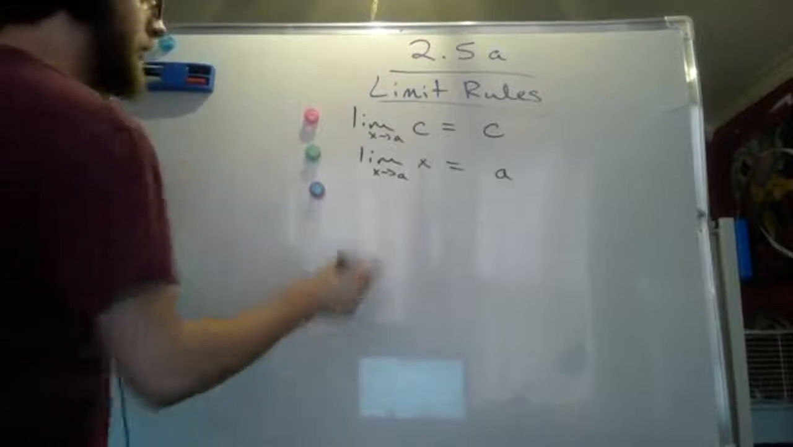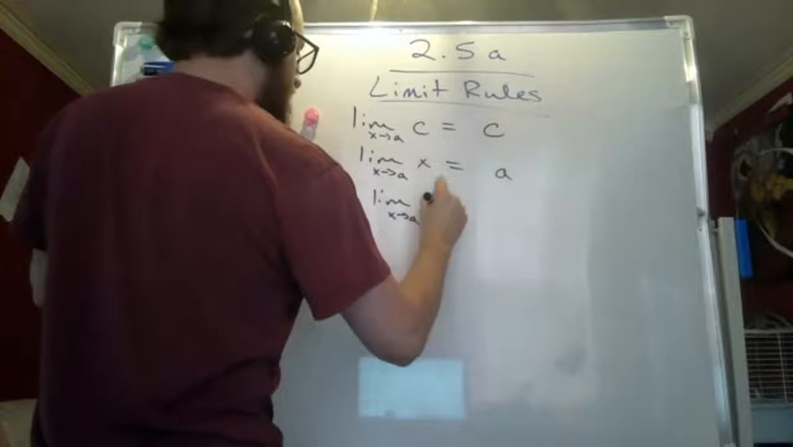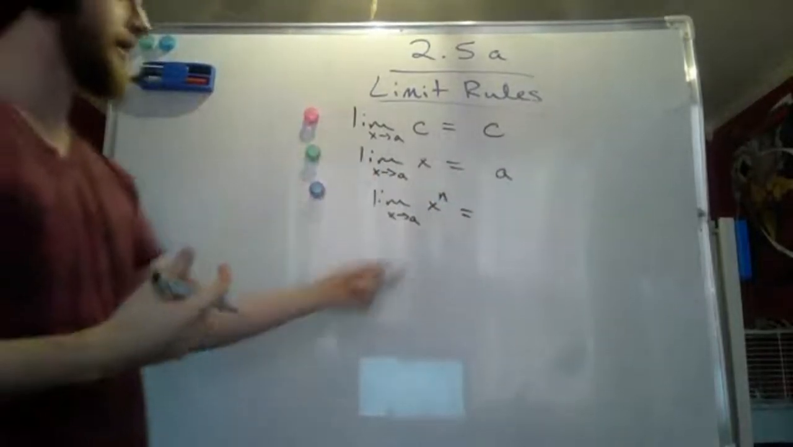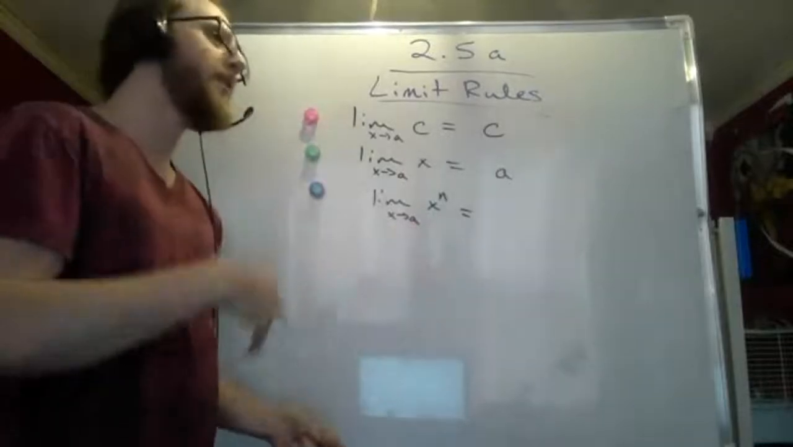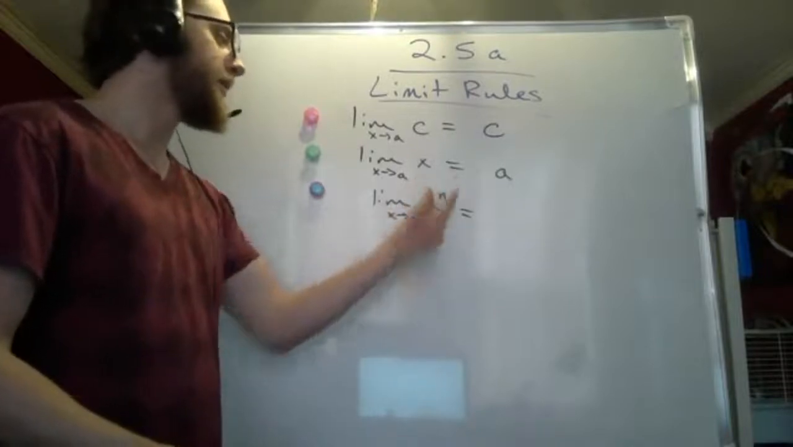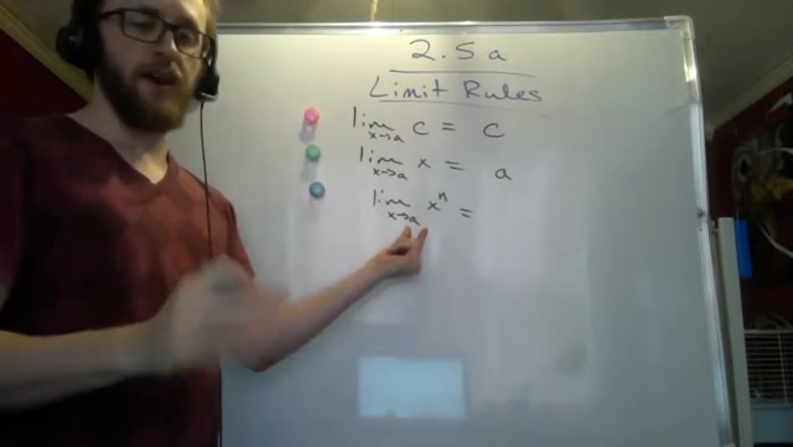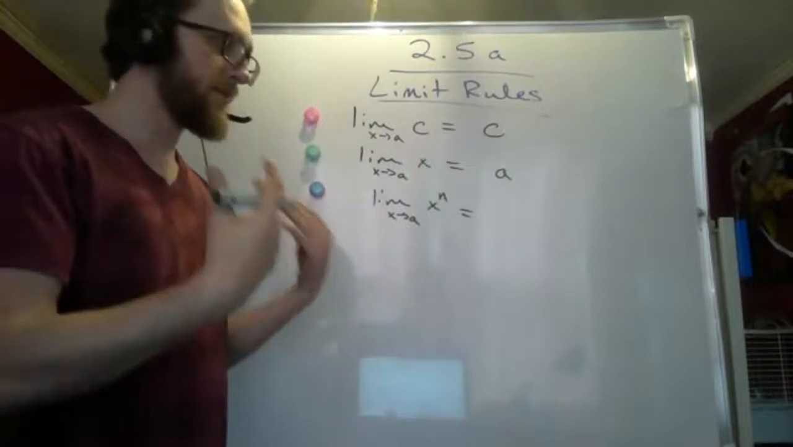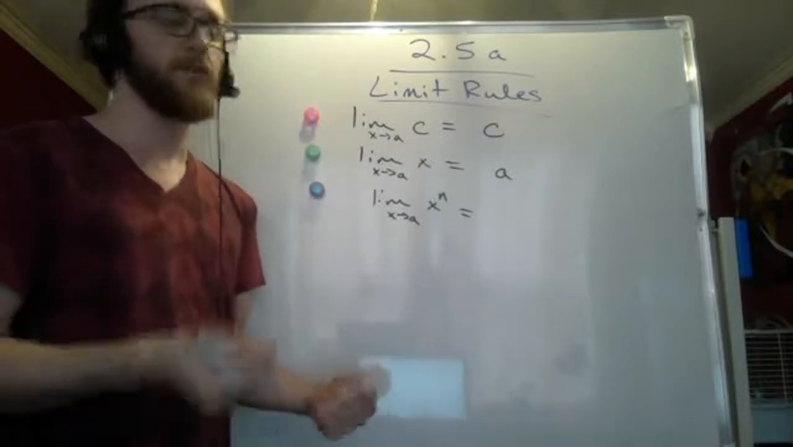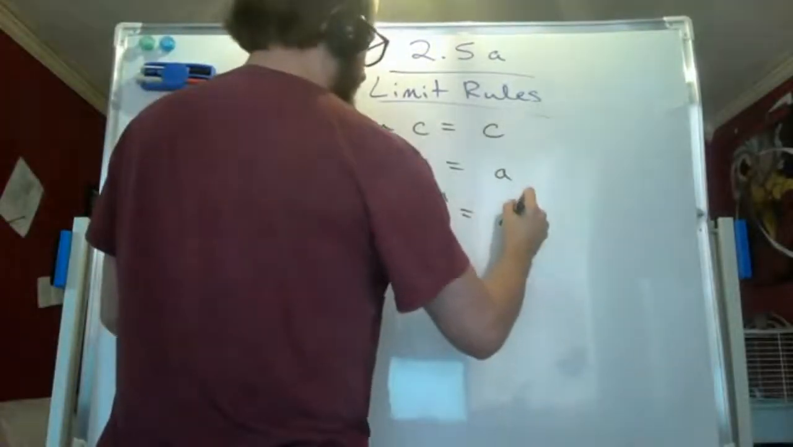The next rule: if we have the limit as x goes to a for x to some power n, where n is a positive integer, so like x squared, x cubed, x to the fourth, whatever, then again, just as up here, if you can plug in whatever value you're approaching, go ahead and do it. More times than not, that's going to give you the right answer, so long as you don't get any weird divide by 0 stuff. So when we do that here, our answer is a to the n.